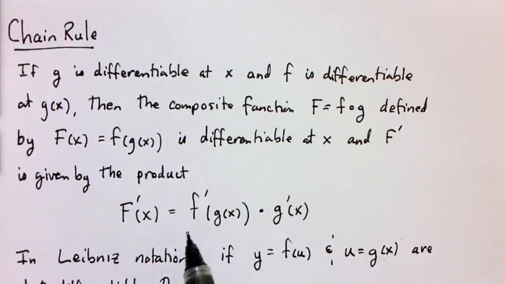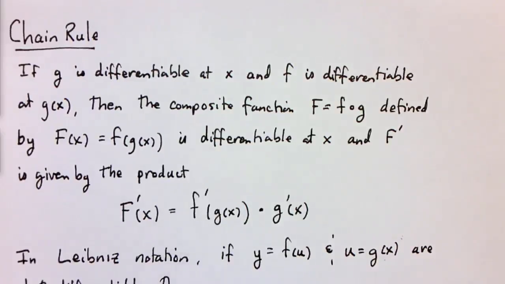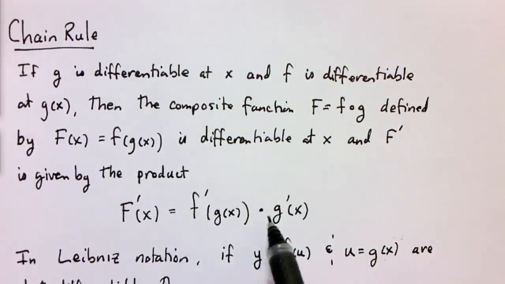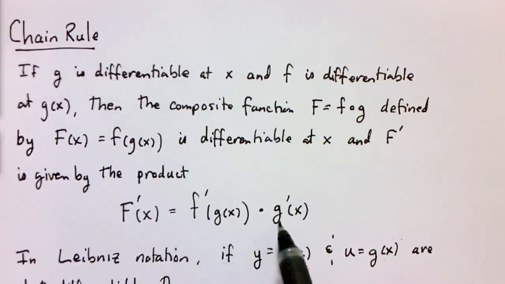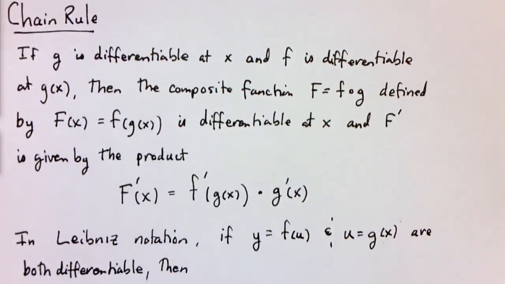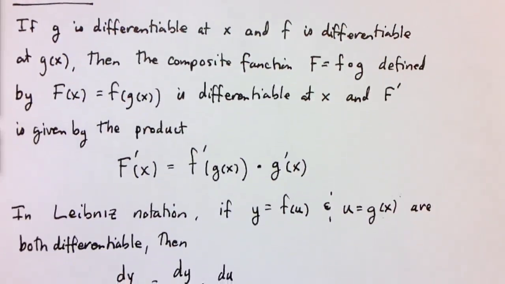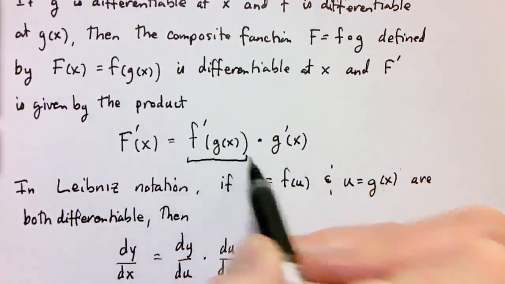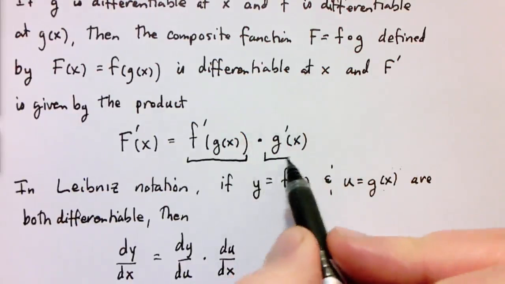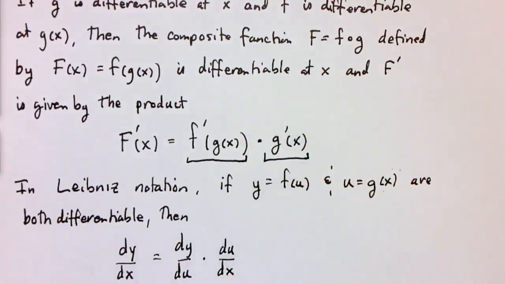I need to take the derivative of f. Now remember, f is the last function we apply, multiplied by the derivative of g. We could read this as the derivative of f evaluated at g of x times the derivative of g of x. This will make more sense as we go forward here. We're just getting the statement of the theorem. But the main thing to note here is that the derivative of a composite function is a product of the derivatives of the pieces. We can also write this in what's called Leibniz notation.